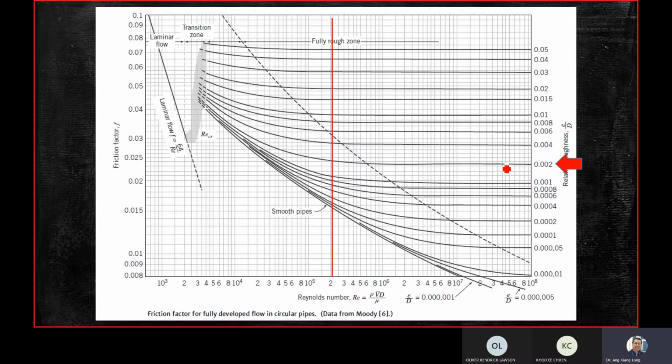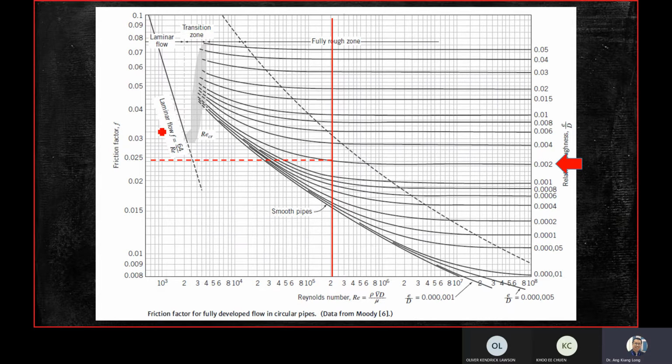So we follow this line, we will enter the graph. We follow this line, the red arrow, and then there's a solid line there. You follow this line, and at the intersection point you stop there. Then you use your ruler to draw a line over to the left-hand side. The value that you see on this axis is the friction factor that you can use to calculate the major losses just now, the F value.